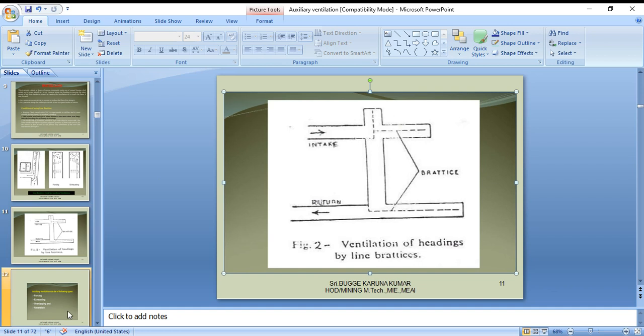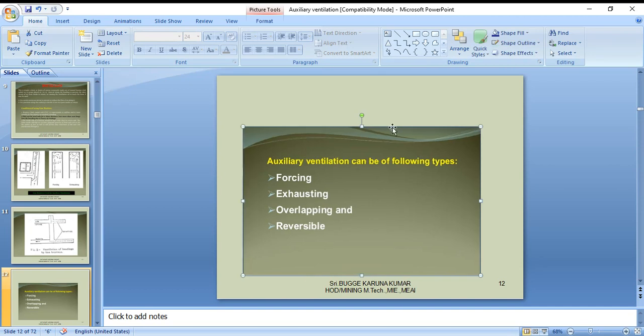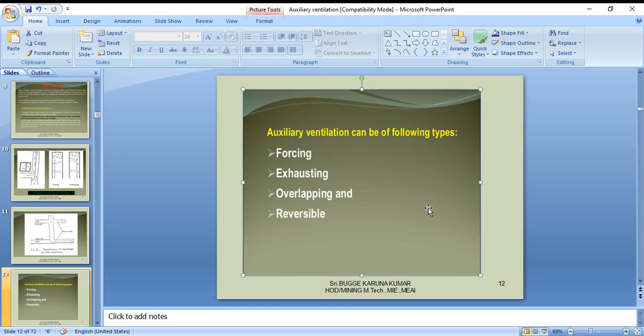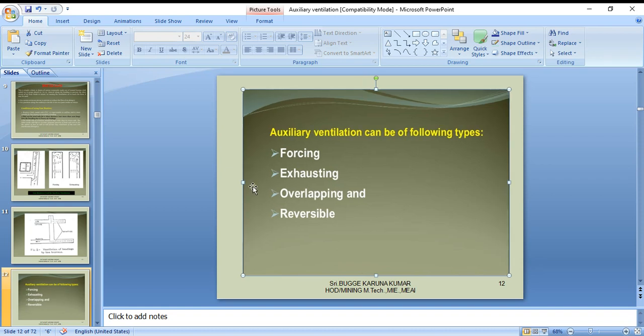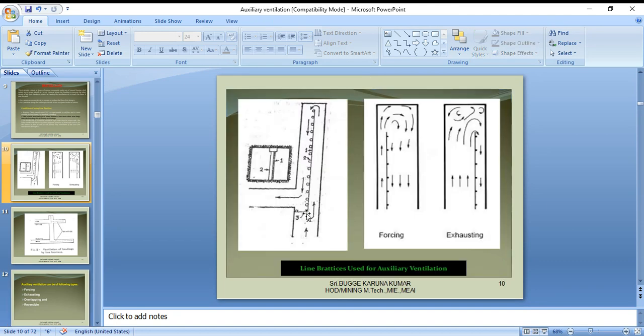And then auxiliary ventilation can be of the following types. They are forcing, exhausting, overlapping, and reversal. So these are the general classifications of the auxiliary ventilation. Can be of type forced, exhaust, overlap, reversible. Because there is a problem, as you can see here.